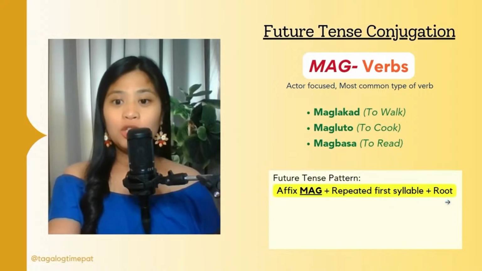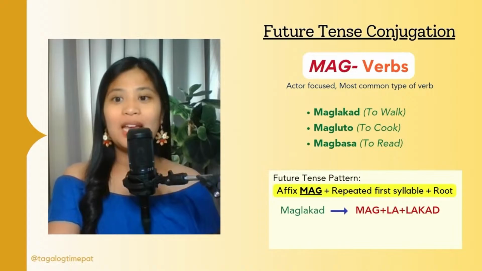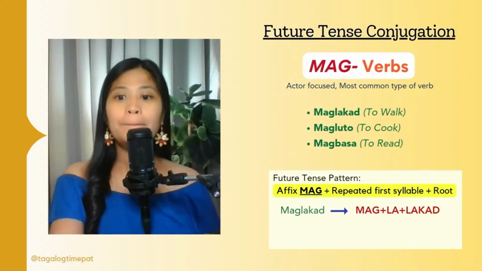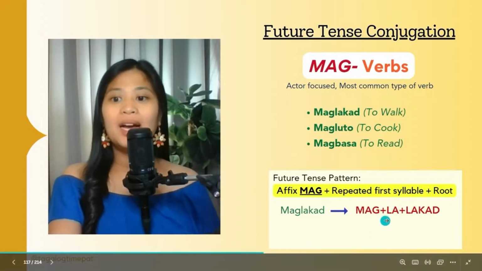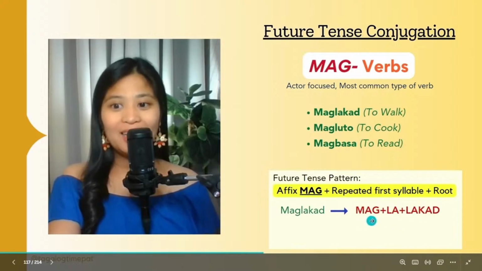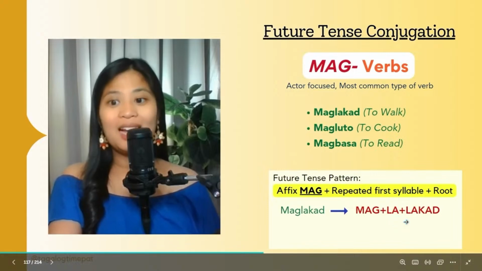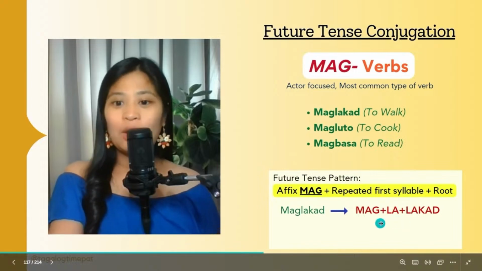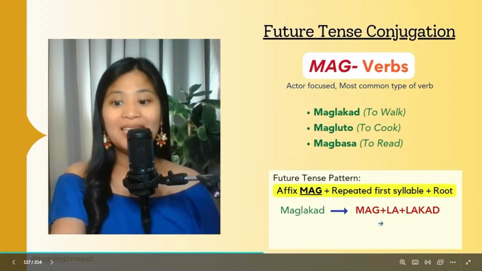So in the future tense, if you wanted to say will walk, maglakad becomes maglalakad. So it's the affix mag, then there's a repeated first syllable, and then it's the root, lakad. So maglalakad ako, I will walk. Maglalakad.